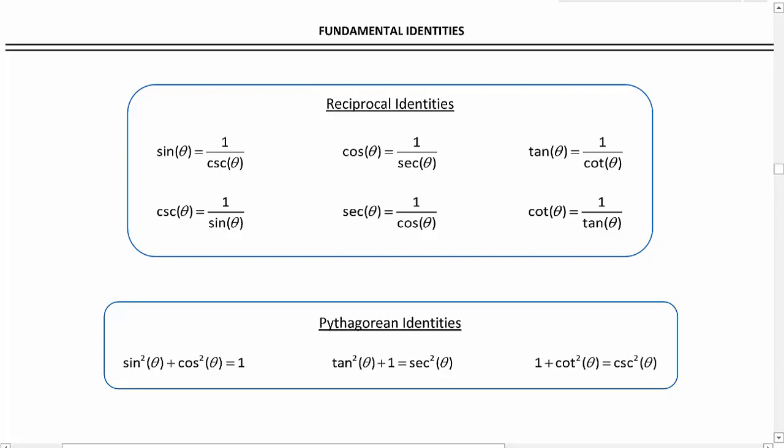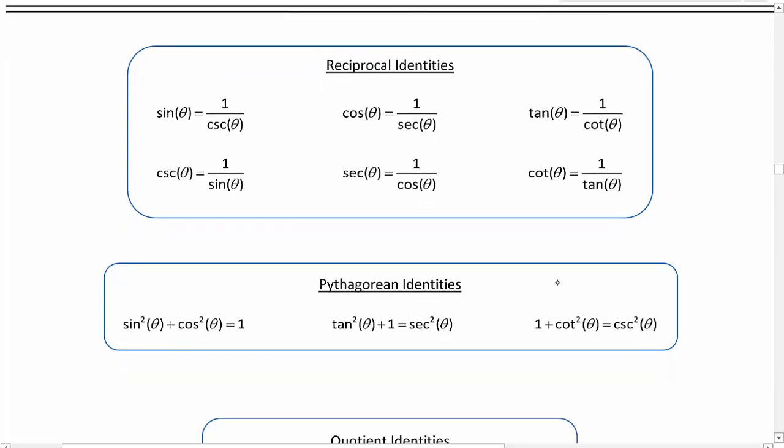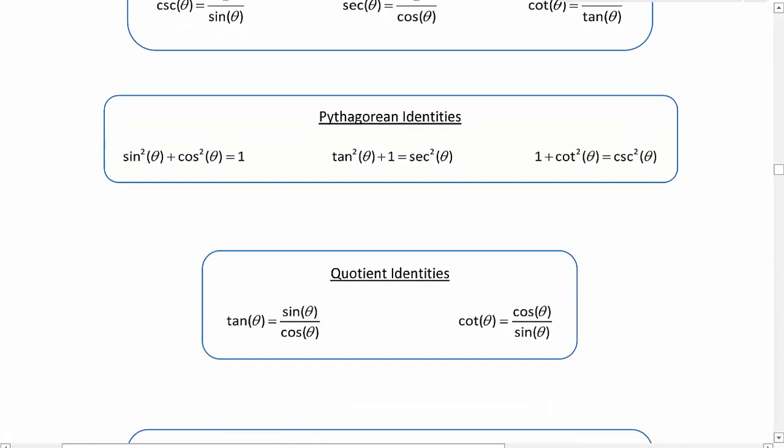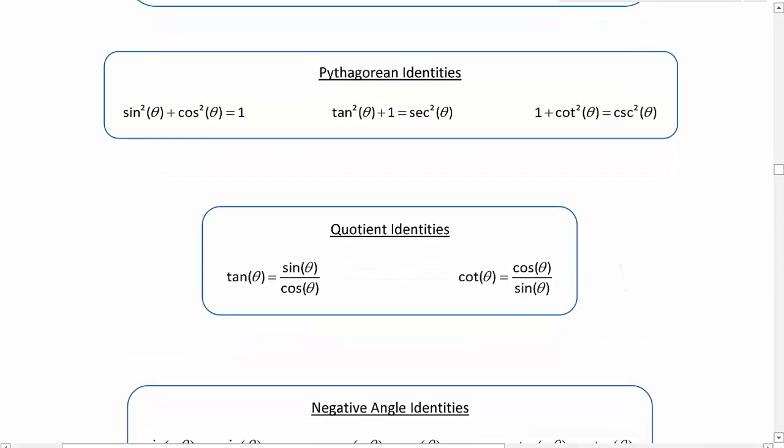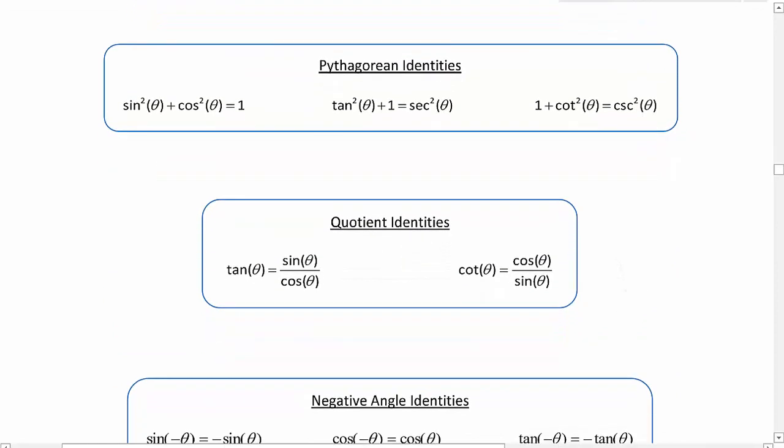Our next three are our Pythagorean identities. These are used very, very frequently. The most basic Pythagorean identity is the first one, sine squared theta plus cosine squared theta equals 1. You're going to use this all the time when we get to verifying trigonometric identities and solving trigonometric equations. The other two Pythagorean identities can be derived from the first.